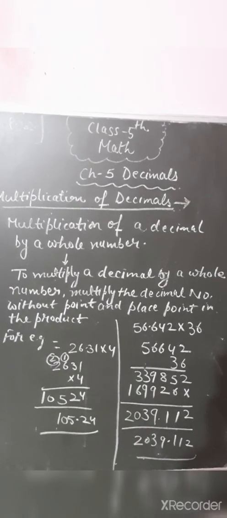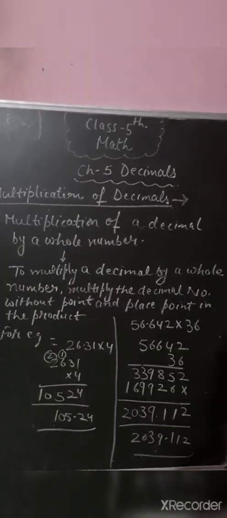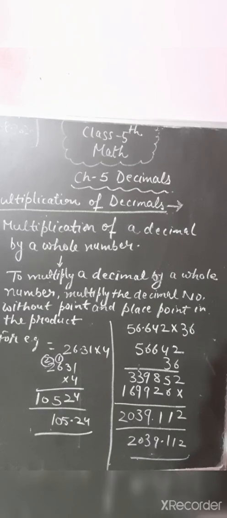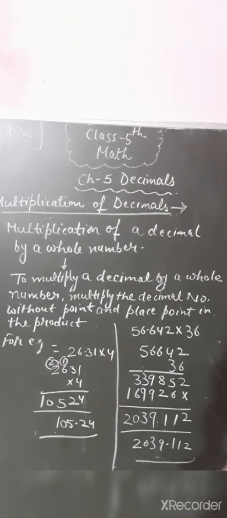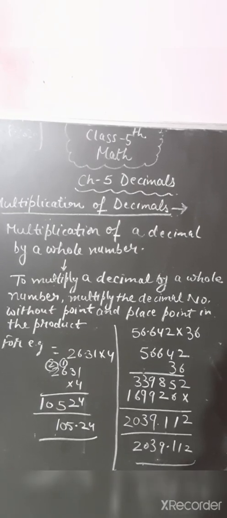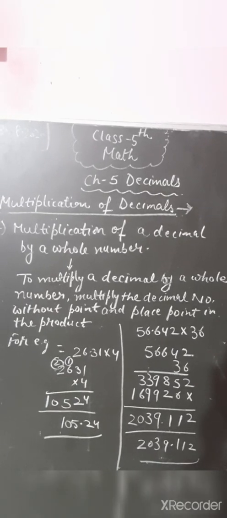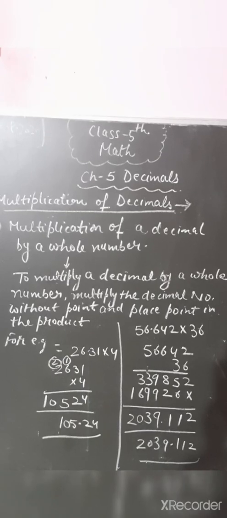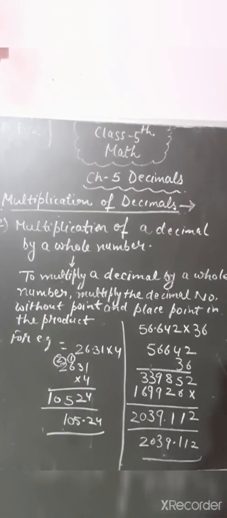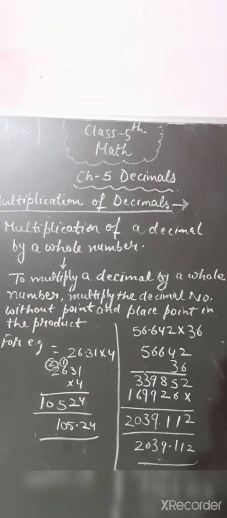Now see how to fix the point. In the question 26.31, after the point 2 digits are there, right? So you have to leave 2 digits from the right, and after that you fix the point. Because in the question also after the point there are 2 digits, the answer should be the same.